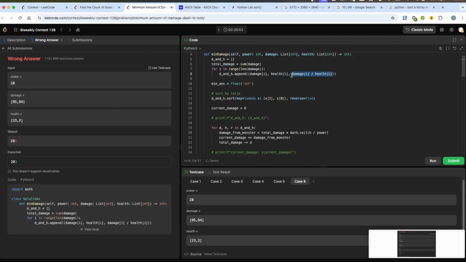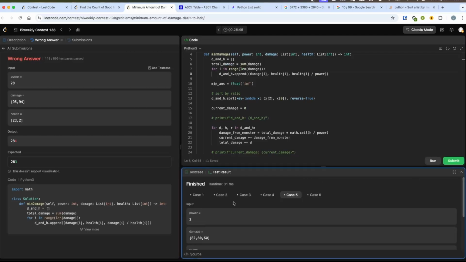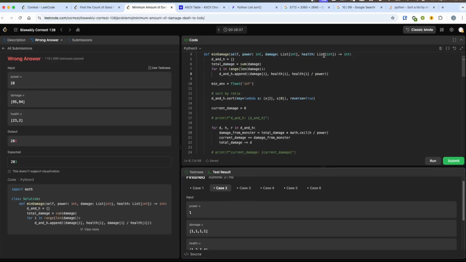Change the ratio to health divided by power. Nope, I already got it wrong. That's wrong. Wrong. That's right. That's wrong.